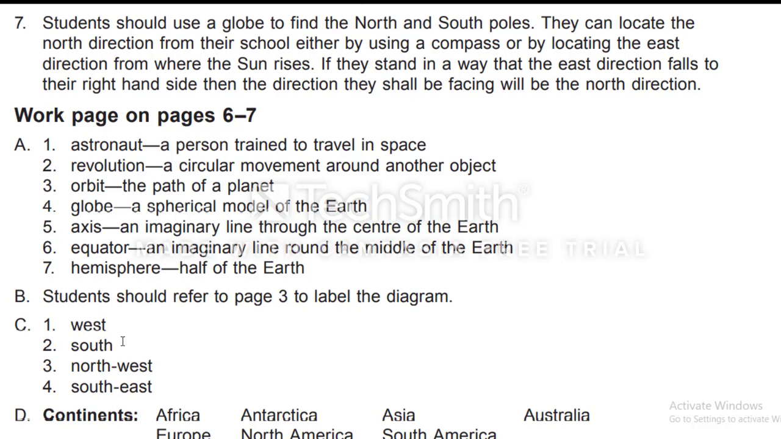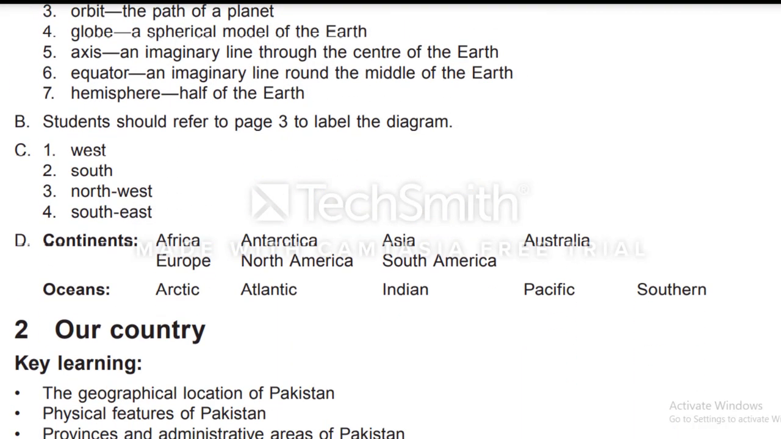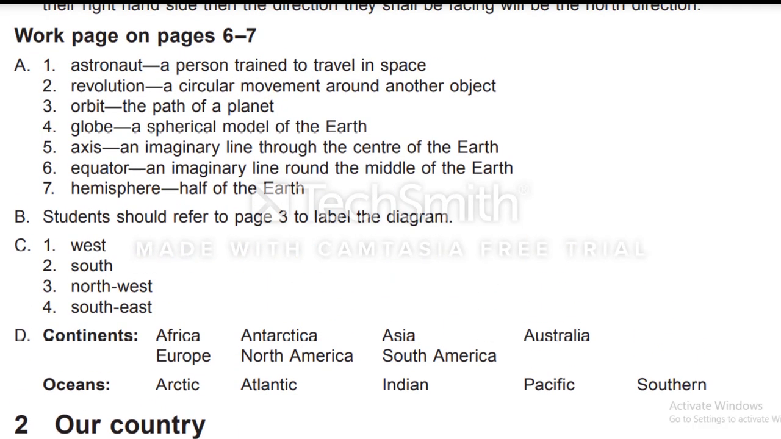B. Write these words in the correct spaces of the diagram. West, south, northwest, north, south. You will write it in the right place on the diagram. If you do not understand, you can leave it. After that we will inshallah solve it when school is open.